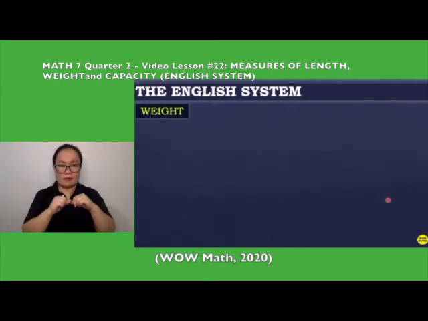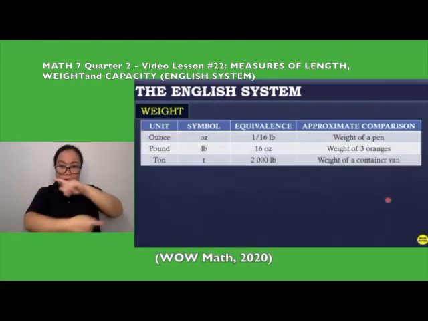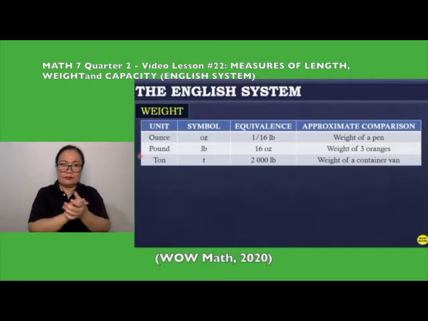Next, let's proceed to the weight, the measures of weight in the English system. So, this is the table of equivalence in the English system for weight. So, ito po yung mga ginagamit natin. We have the ounce, pounds, and ton. Okay? So, ito po ang mga symbols na ginagamit natin. For ounce, it is OZ. And then for pounds, it's LB. And then for ton, it's T. Okay? For the equivalence, 1. So, lahat to 1 half.